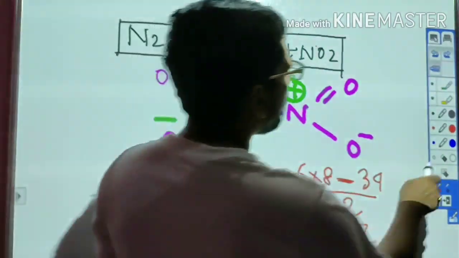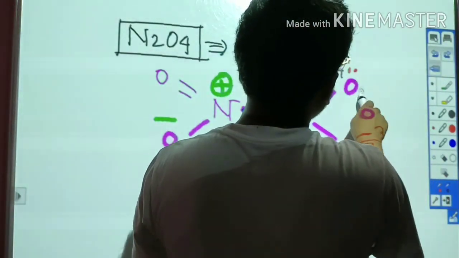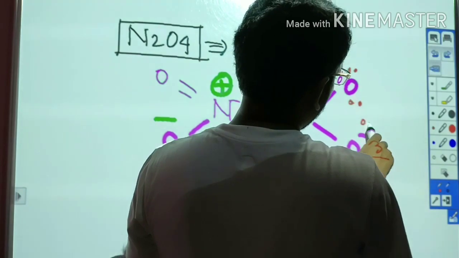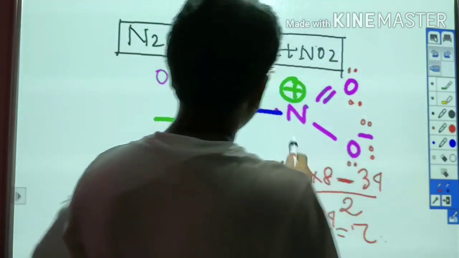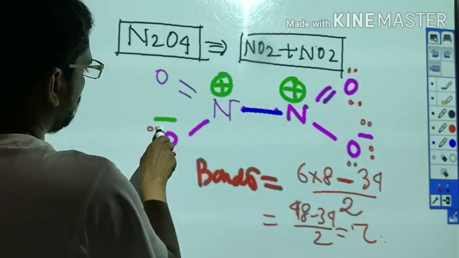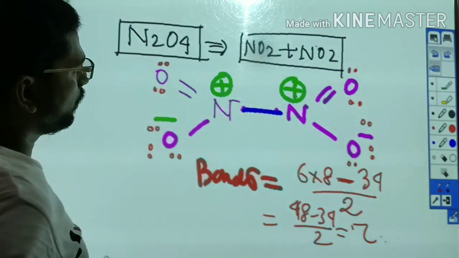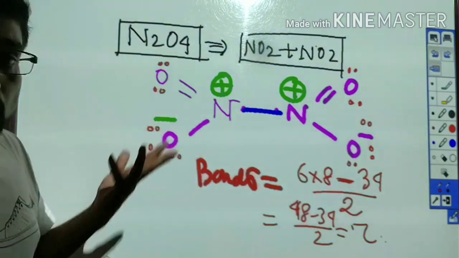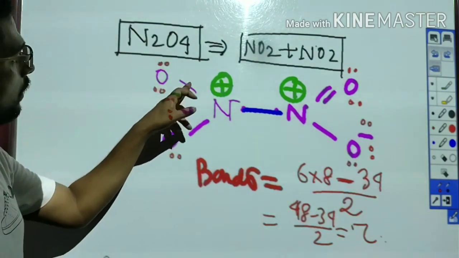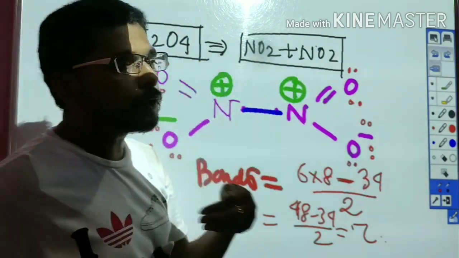Okay. Now you can put the electron here: 2, 4, 2, 4, 6. Here you will put 2, 4, 6. Here we will put 2, 4. That's all done. 7 more count: 1, 2, 3, 4, 5, 6, 7. N2O4 done.